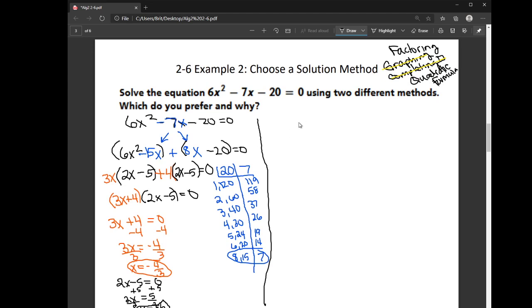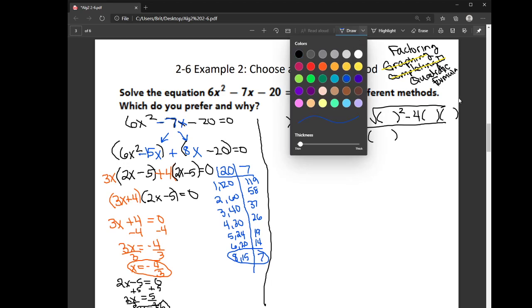So now we're going to do it with the quadratic formula. Now a lot of people tend to dread the quadratic formula because it's long. But you know what? Sometimes the other methods are long too, so don't be intimidated by the quadratic formula.